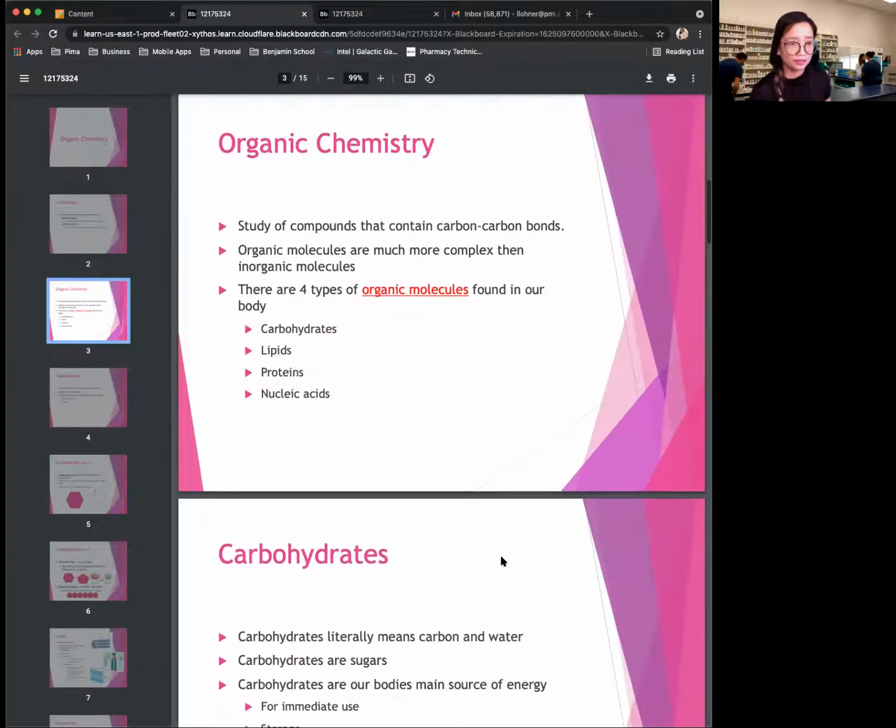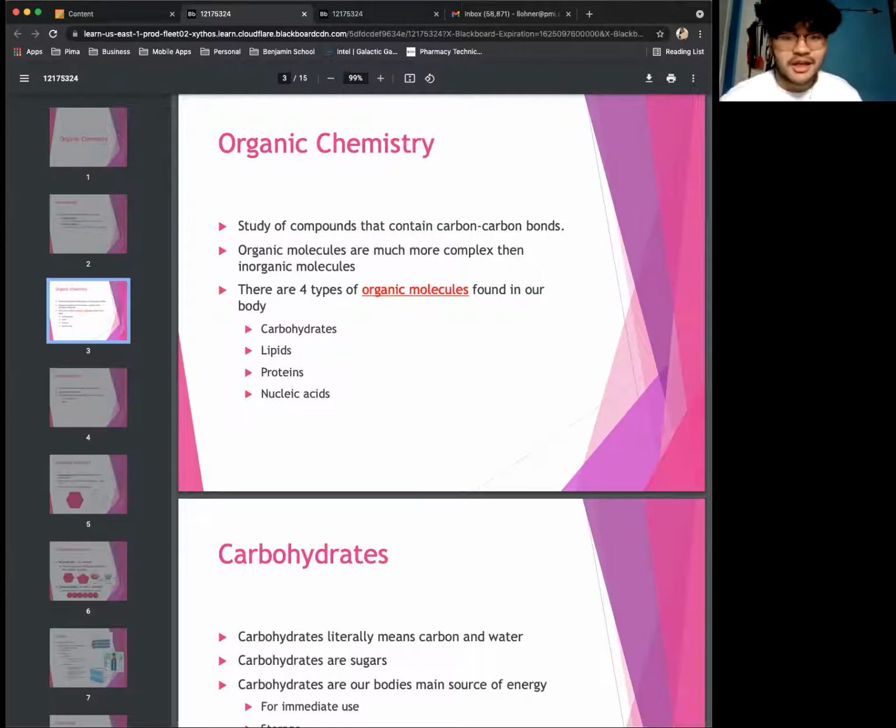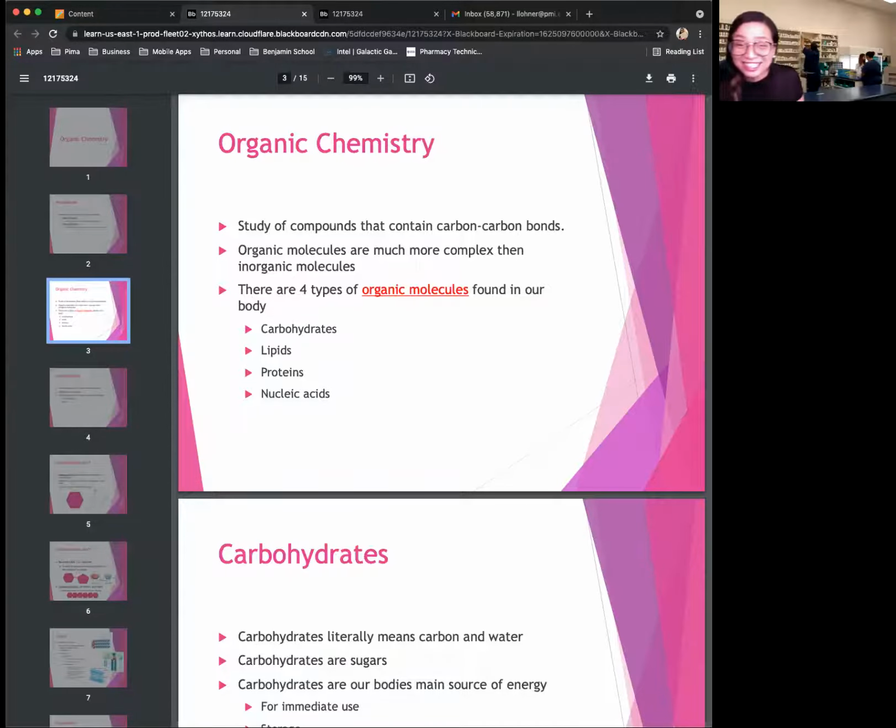Organic chemistry, okay. There are four types of organic molecules found in our body. Our body is organic, okay? When you hear organic, when you're talking about food, what's the first thing that comes to mind, Robert? If we're talking about food, organic. I mean, I'm thinking of a hamburger, but I don't know if that's right. Okay, it can be, okay.